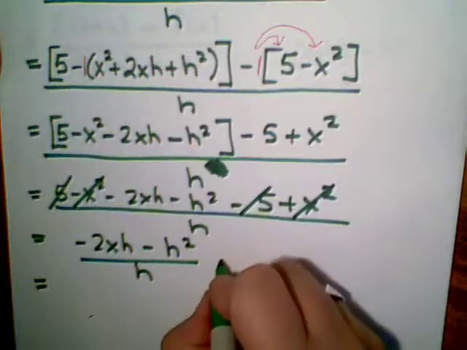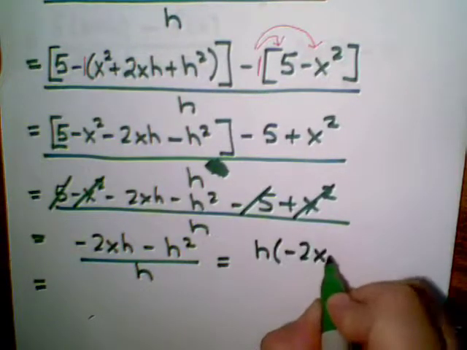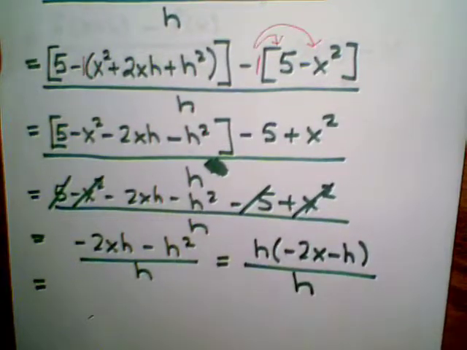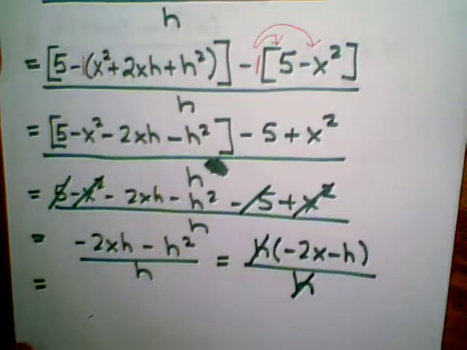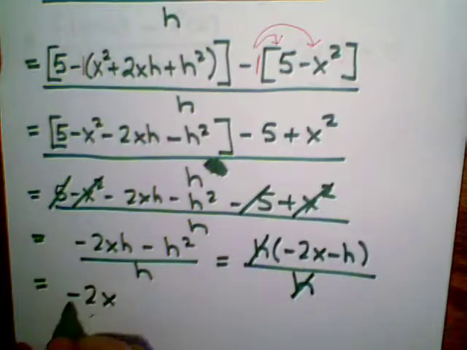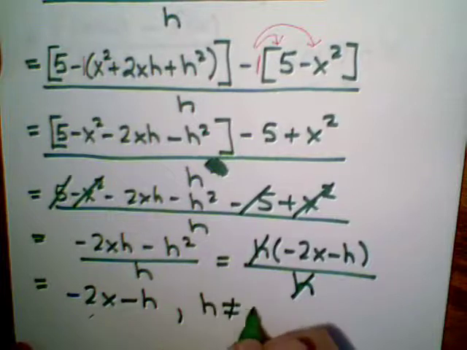I'm going to go off to the side here. In the numerator there's a common factor of h. And because h cannot be 0 from the definition, we can cancel these h's. h divided by h is 1. So that leaves us with the difference quotient, negative 2x minus h, where h does not equal 0.